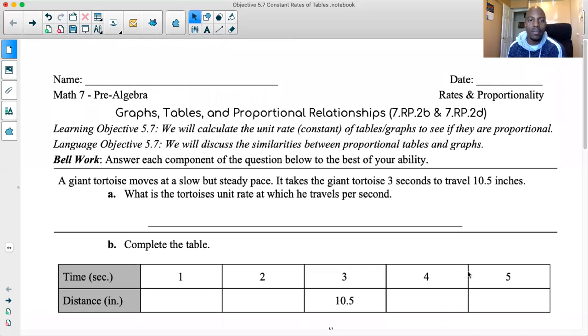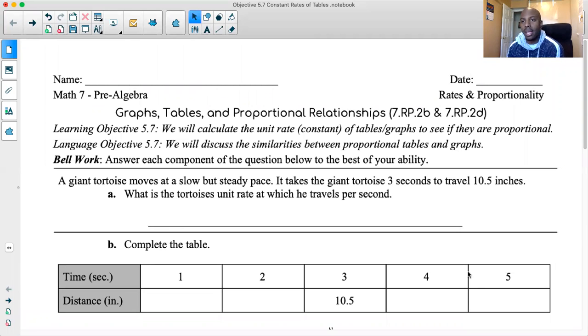Today, what I would like to cover is actually lesson 5.7 of the Math 7 curriculum, which talks about constants of tables and equations. So do me a favor, if you're joining me online, especially if you're a student in my class, look on Google Classroom and begin to find the actual activity, objective 5.7, and look along with me as I show you exactly how to calculate the constant of graphs, tables, and determine if it's a proportional relationship.